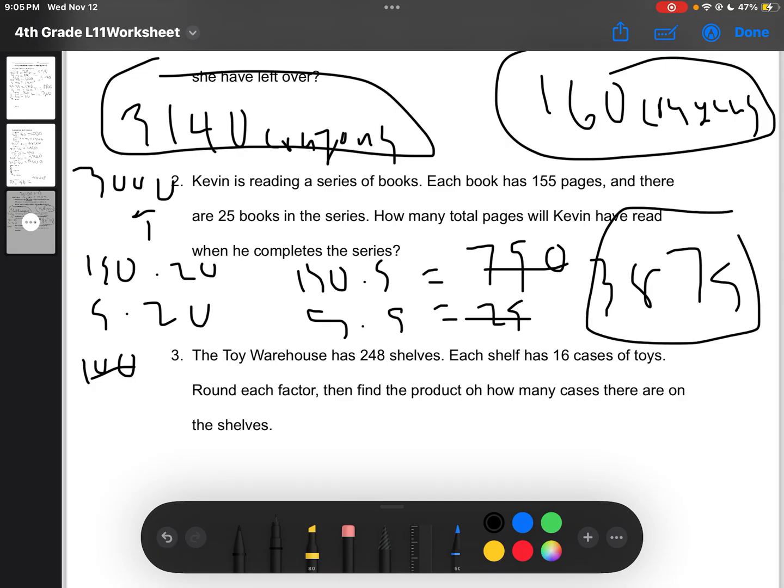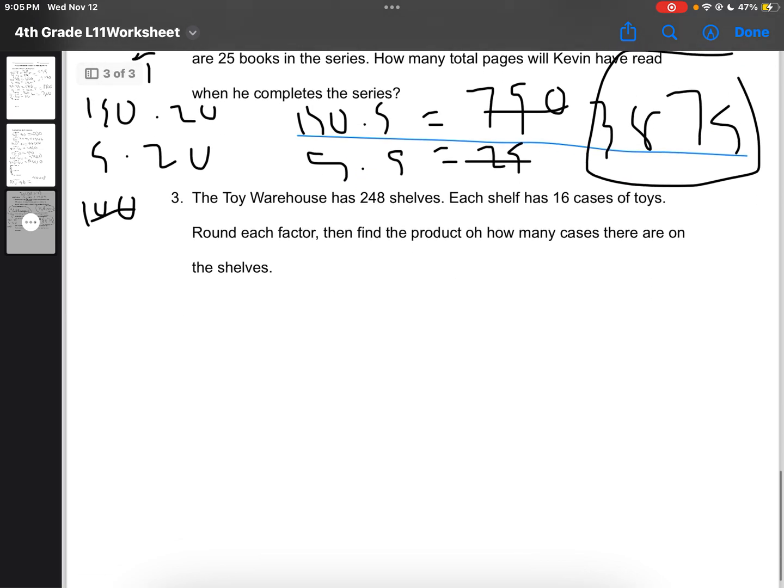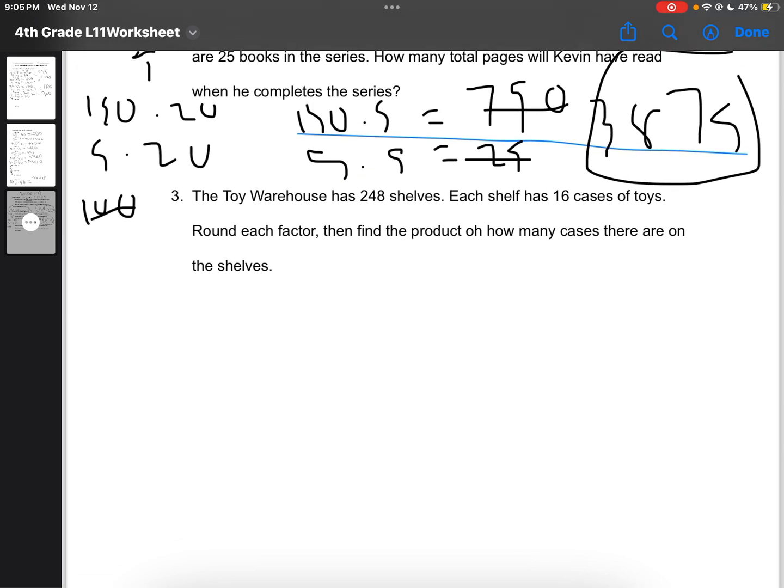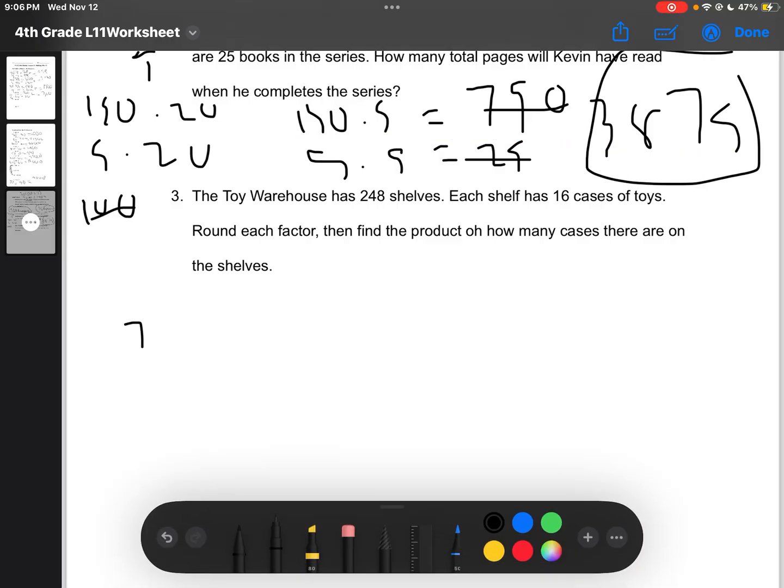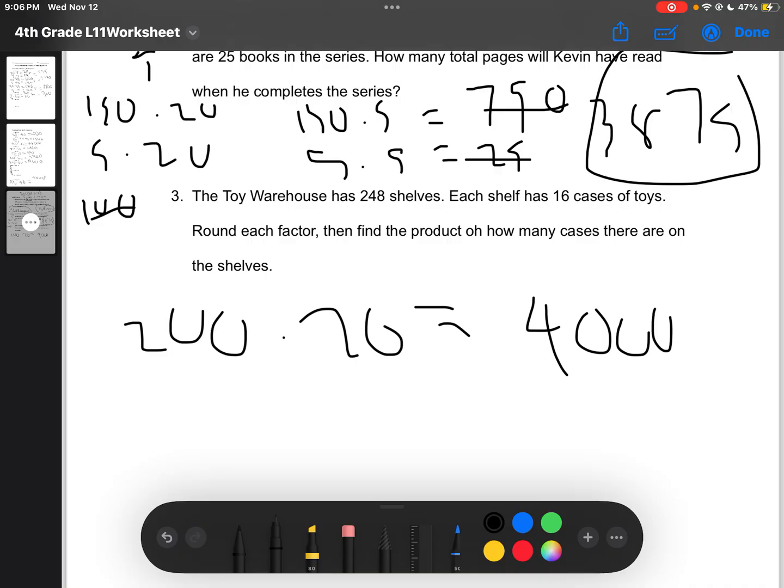Alright, next. Number 3. The toy warehouse has 248 shelves. Each shelf has 16 cases of toys. Round each factor, then find the product and how many cases there are on the shelves. 248 rounds to 200. 16 rounds to 20. Multiply. 4, 3 zeros. That's 4,000.